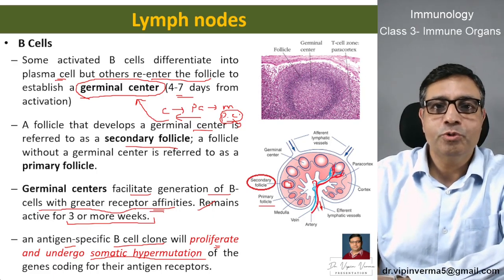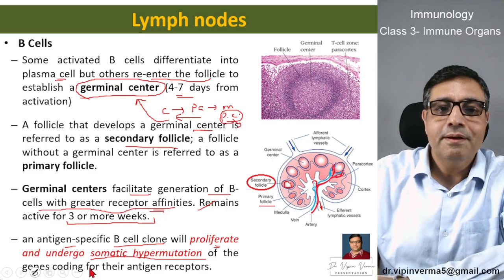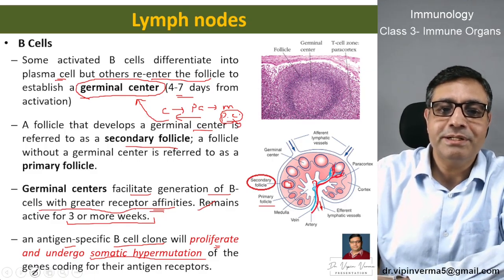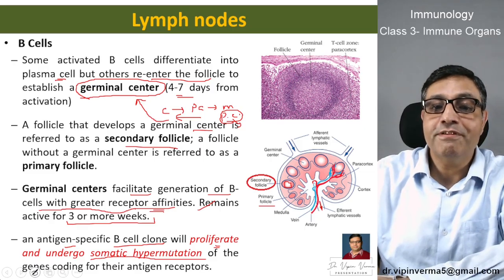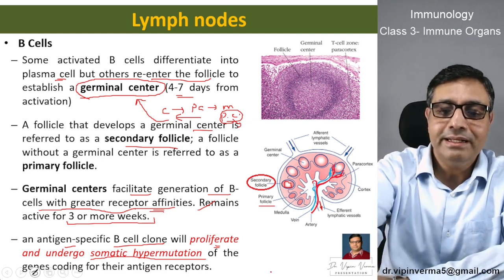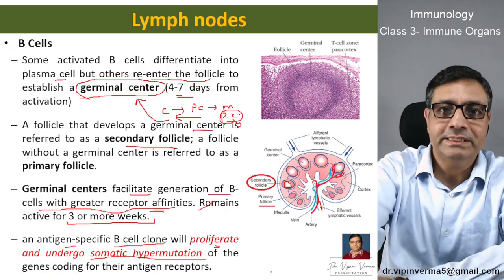We will also study this in subsequent classes, but as of now you should understand that this particular event, which we call somatic hypermutation, is very important for antigen receptor diversity, and it will give more clarity and more specificity.